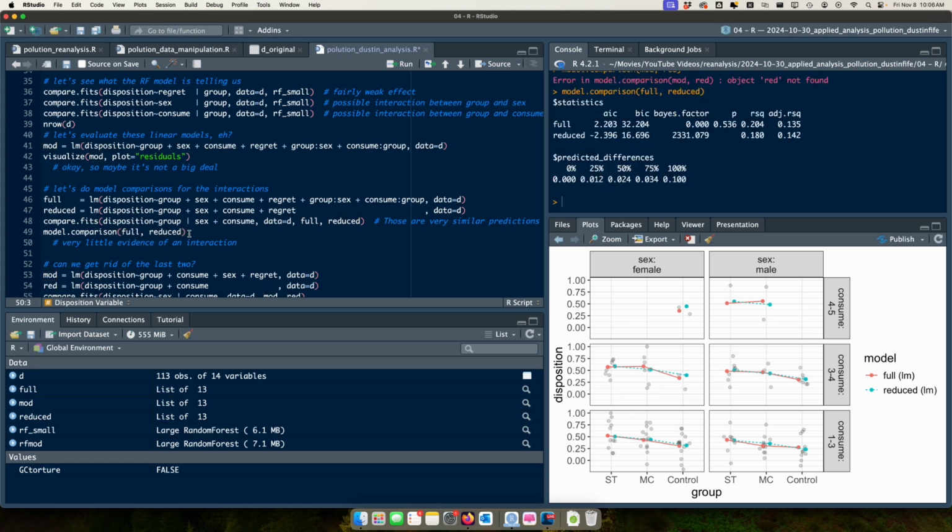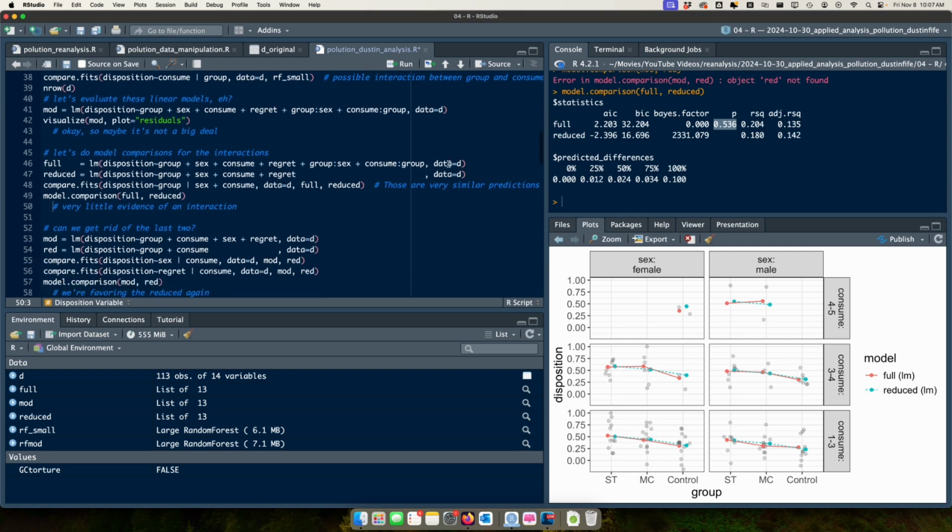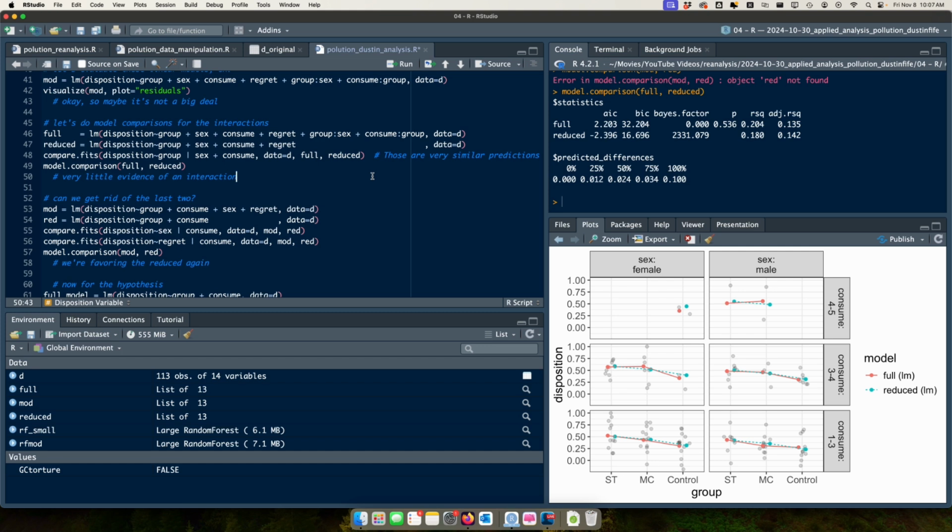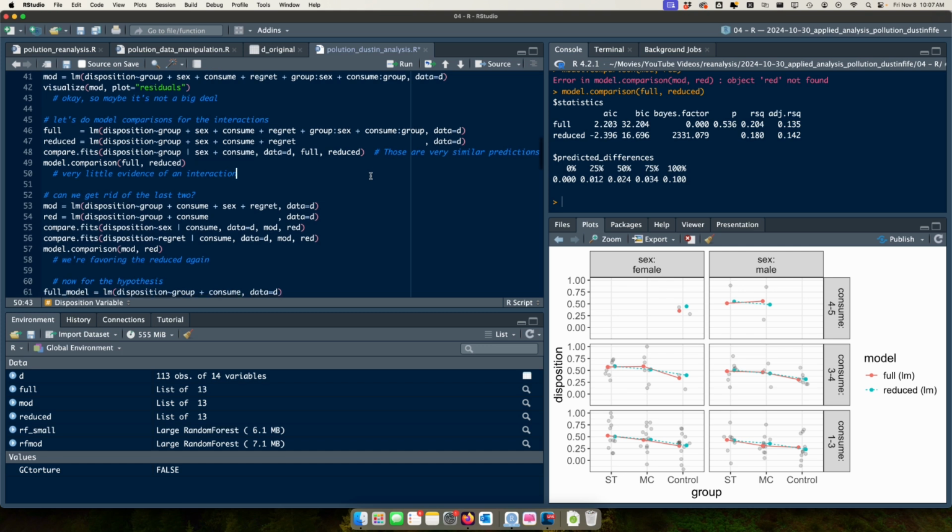I'm going to compare the full and the reduced model, and the AIC smaller is the favored model, so the AIC favors the reduced, so does the BIC, so does the Bayes factor. P-value says there's no difference between the two, and so when there's no difference, you go with a simpler model. R squared, we're only explaining 2% of the variance by adding those extra 2 predictors, and then the adjusted R squared favors the reduced model. So it seems like we don't need those interactions.